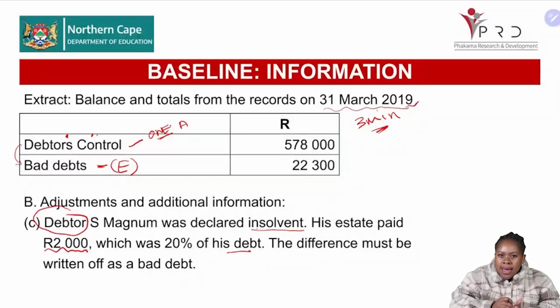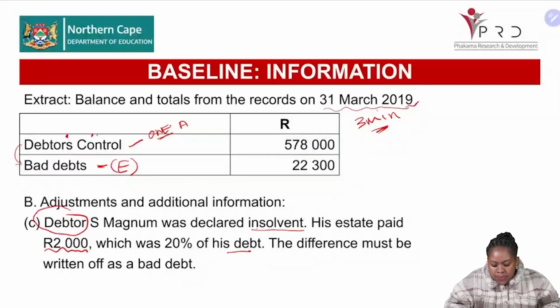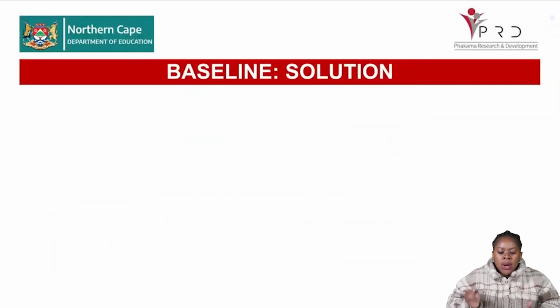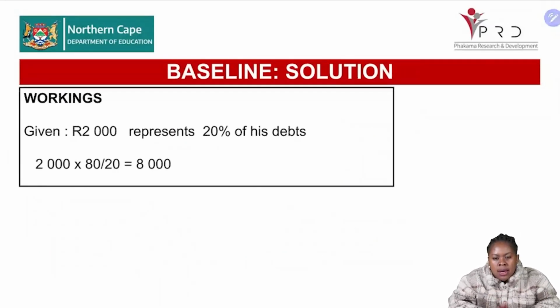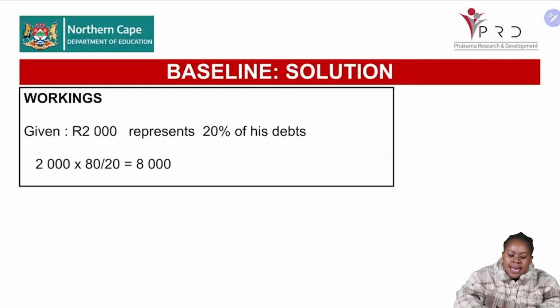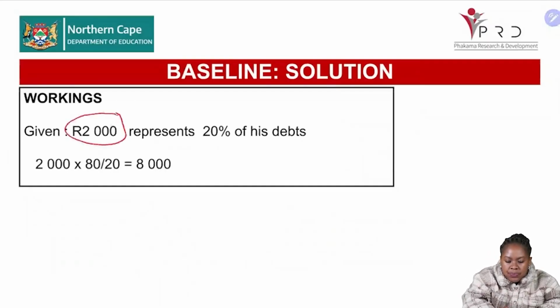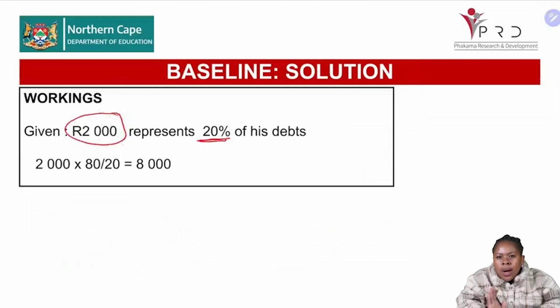Okay, so whatever amount is still outstanding after they have paid the 2,000 is the amount that we can't receive anymore. All right. So what are we going to do? We need to find out the difference. How do we find out the difference? We first say they gave us an amount, 2,000. What does this 2,000 represent? They said in the information that the 2,000 represents 20% of the debt. What are we looking for? We are looking for the rest of the money that is still outstanding because the 2,000 is already accounted for.